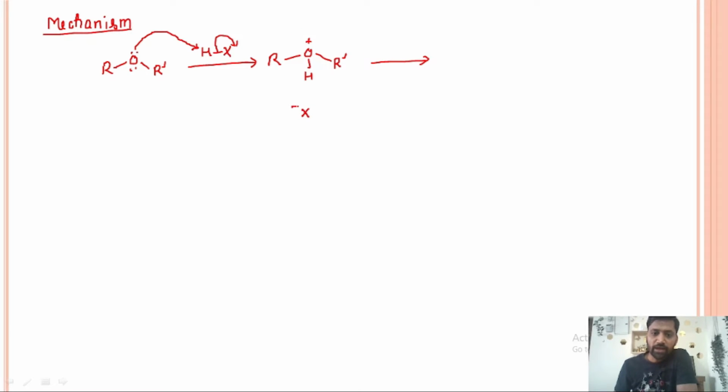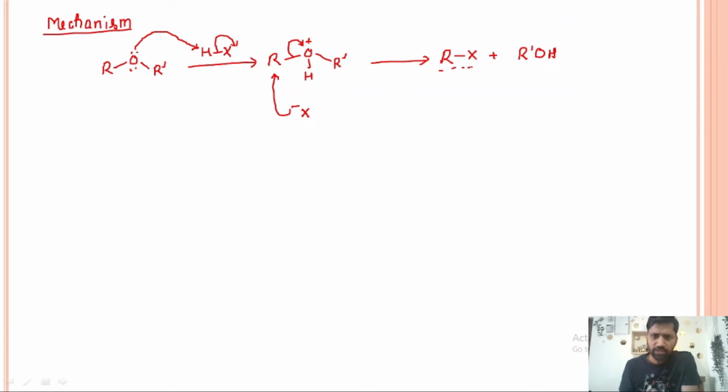The halide ion X minus, that is the nucleophile, will attack this carbon, and the alcohol will leave as the leaving group. In this way you will get the product RX, and along with this there will be formation of alcohol. From this mechanism it is also clear that in nucleophilic substitution reactions of ethers, an alcohol will always be formed from the leaving group, and the substitution product will be an alkyl halide.